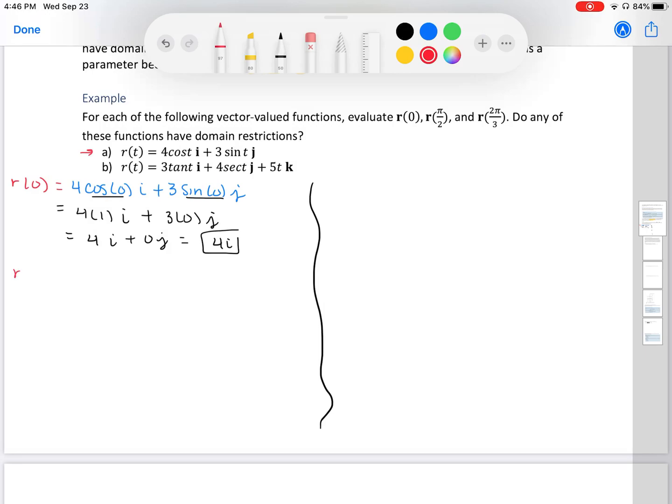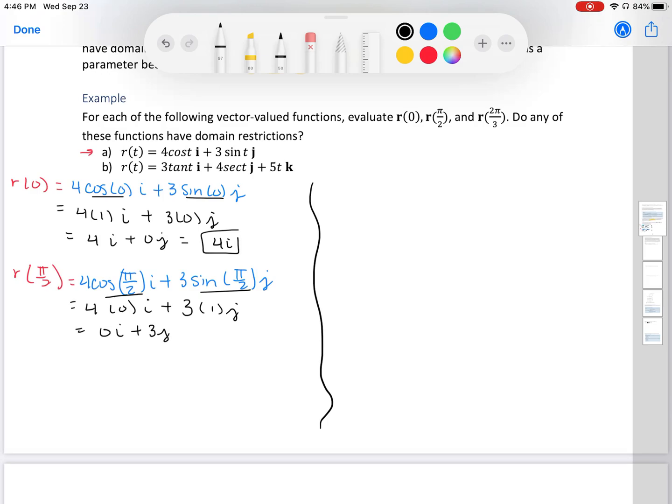All right, next one, we want to evaluate r of pi over 2. So we just go ahead and plug in pi over 2. So I have 4 cosine pi over 2 i plus 3 sine pi over 2 j. All right, work it out. 4 times cosine at pi over 2 gives us 0 i, plus 3 times sine at pi over 2, which gives us 1, j. So we're left with 0i plus 3j, which just gives us 3j.